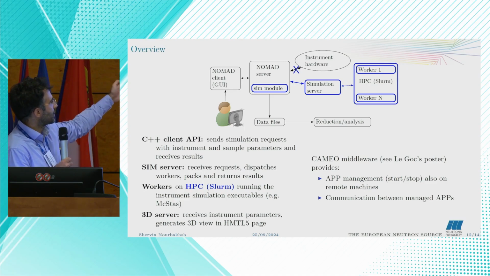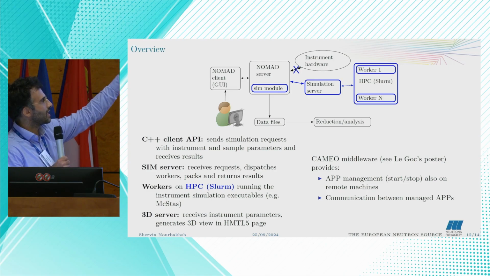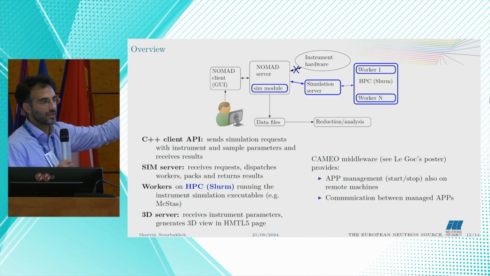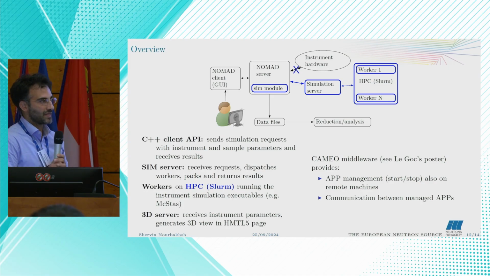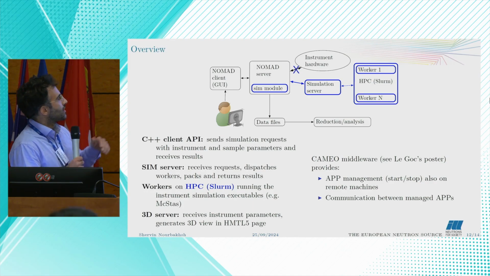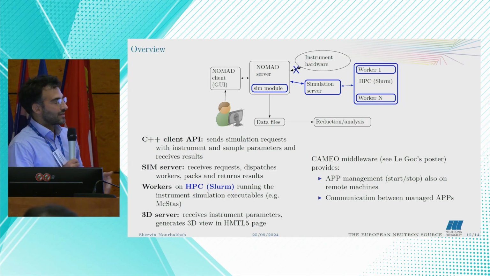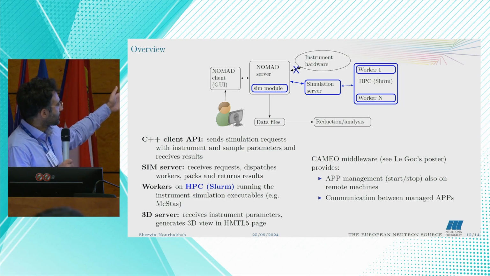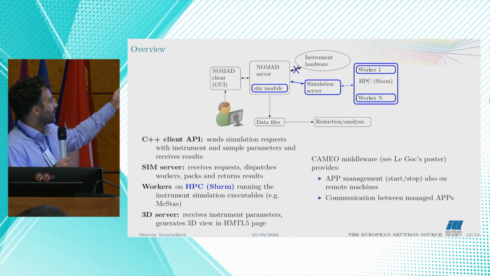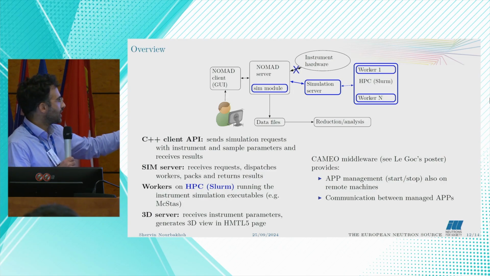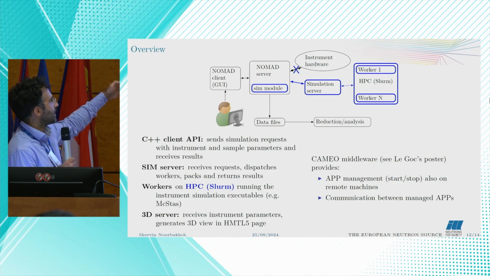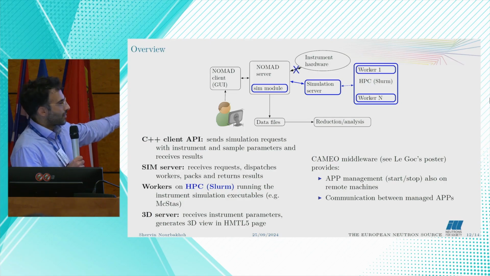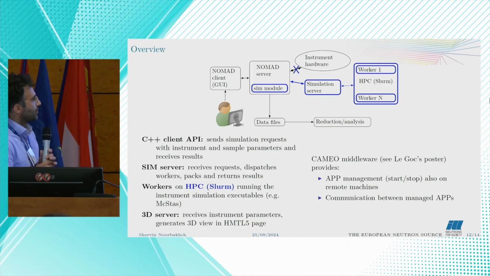The simulation server packs and dispatches as many parallel workers as are needed to perform the simulation, and this is now performed on the HPC using SLURM. So we are parallelizing these simulations, and each worker is running a complete independent simulation using McStas in this case, and they return the result to the server, and the simulation server passes it back to the instrument control system. And the fourth component is the 3D viewer, as I've shown you.